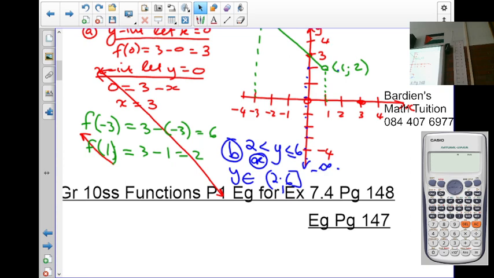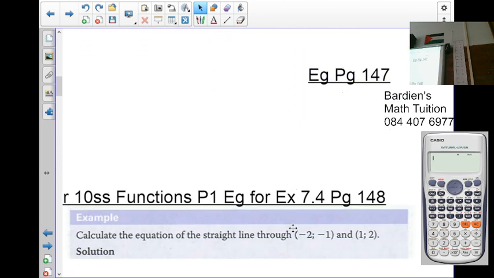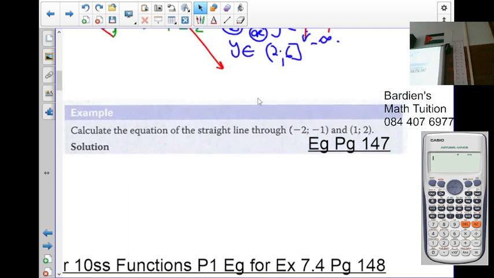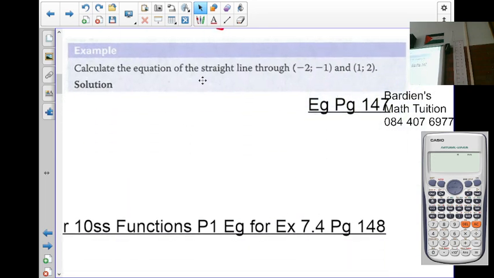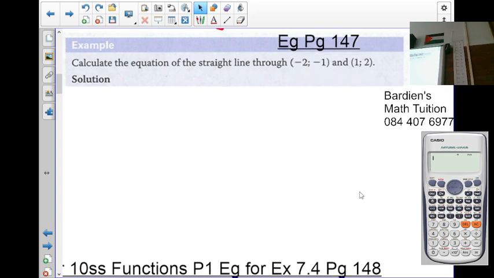So let's look at the second example. This is also on page 174. Example 2 on page 174. It says calculate the equation of the straight line through -2 and -1, 1 and 2.